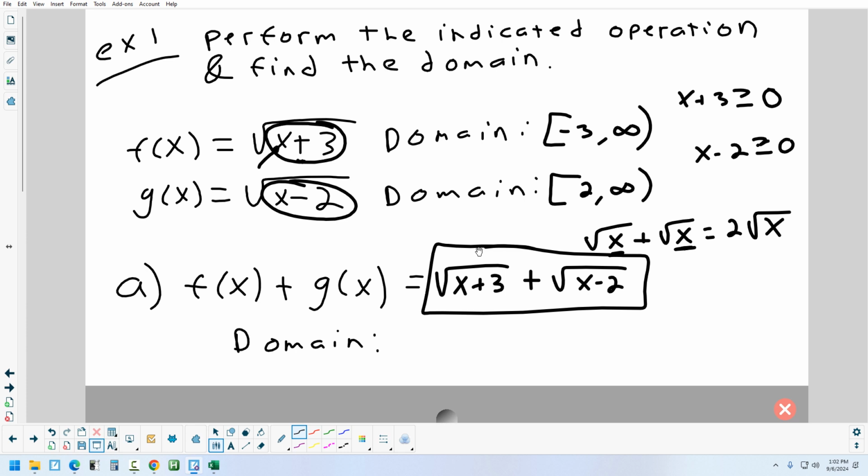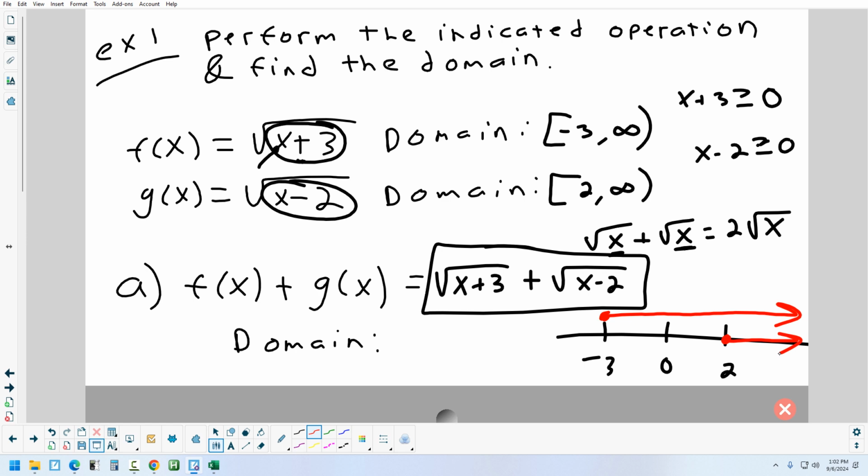Think of these two domains as pictures. Here's -3, here's 0, here's 2. The top one had a domain from -3 going up forever. The bottom one has a domain of 2 going up forever. The domain has to be numbers that work in both of the original functions. For example, if you plug in 0, 0 works here because 0 plus 3 is a positive value. But 0 doesn't work here.